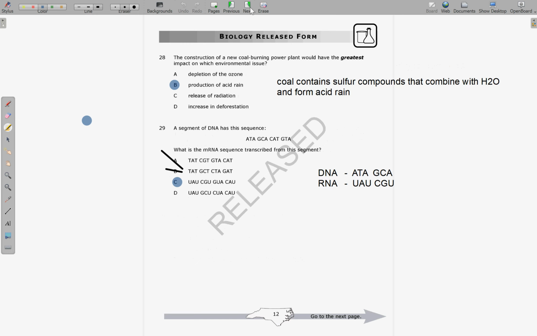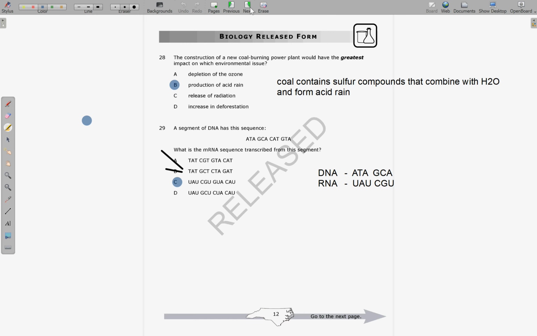Coal contains sulfur compounds that combine with H2O in the atmosphere, and they form sulfuric acid, and that sulfuric acid comes down in the rain, and we have acid rain. So that's why the answer is acid rain.